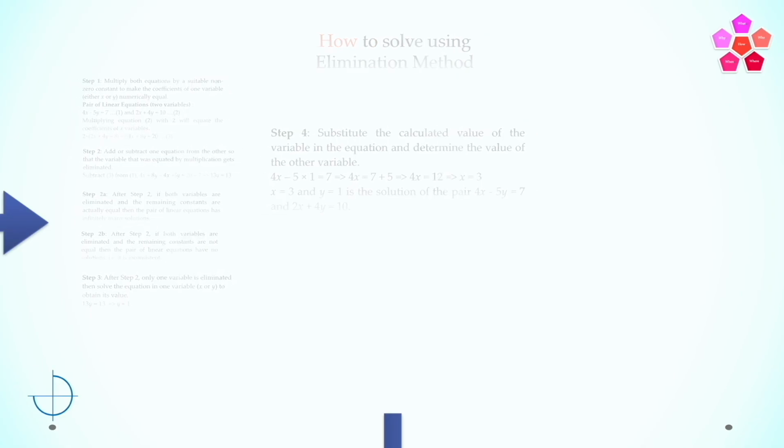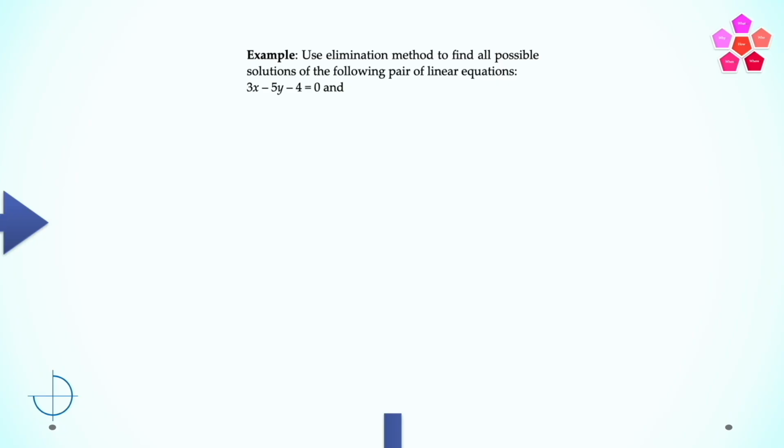Let's take another example to really validate what we have learned further. Use elimination method to find all possible solutions of the following pair of linear equations. 3x minus 5y minus 4 is equal to 0 and 9x is equal to 2y plus 7. The solution is step 0.